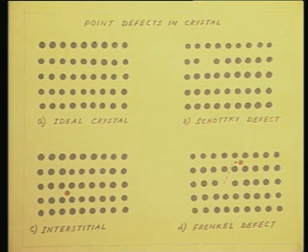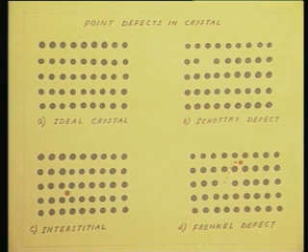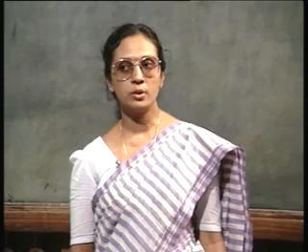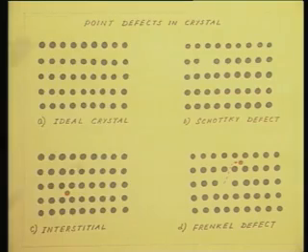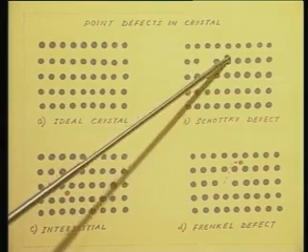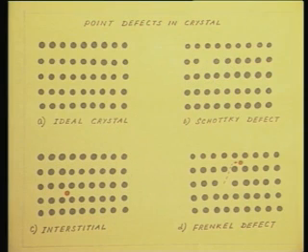You may have more than one vacancy. For example, I may have 2 vacancies side by side. This will be called a divacancy. I have already told you that in order to create one vacancy, I need to break 4 bonds. Funnily enough, if I want to create a divacancy, I need to break only 6 bonds. Consider the 2 of them as an entity. So, 1, 2, 3, 4, 5 and 6.